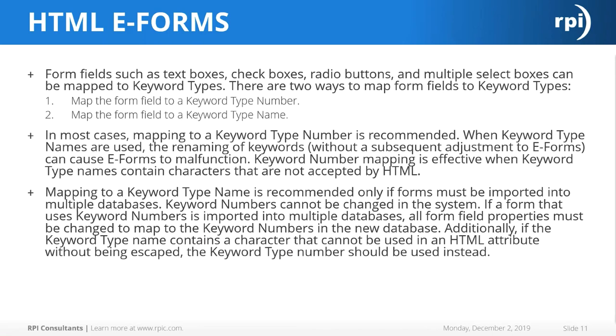In most cases, I would recommend using the keyword type number. That's mainly because in OnBase, you can always rename a keyword type name, but the number will always stay the same. So for consistency and for having less maintenance to do on an HTML form, I would definitely recommend using the keyword type number. Mapping to keyword type name is really only recommended if the form must be imported into multiple databases, because then of course the other databases may not recognize that keyword type number.